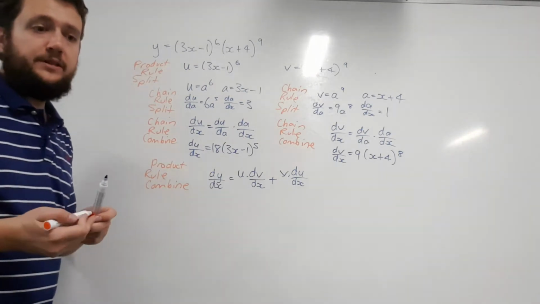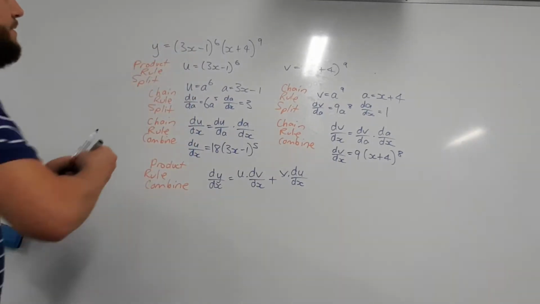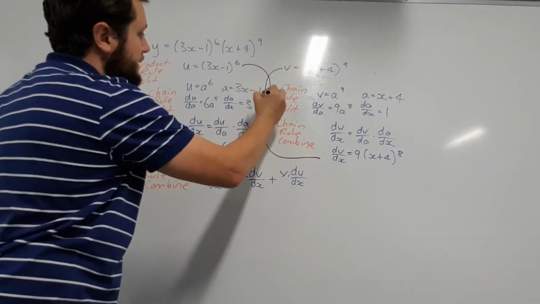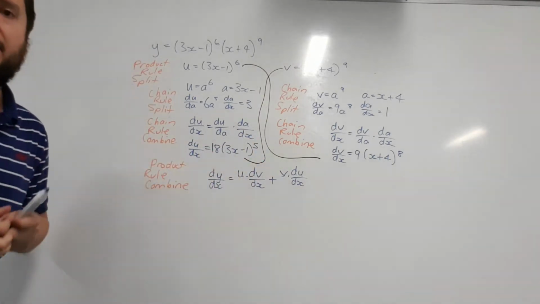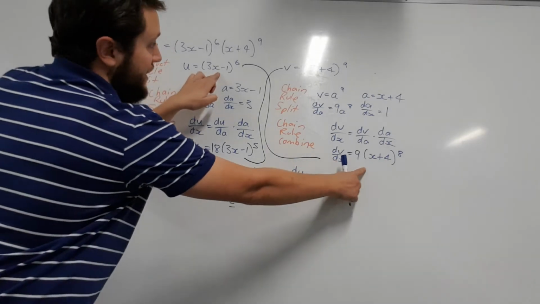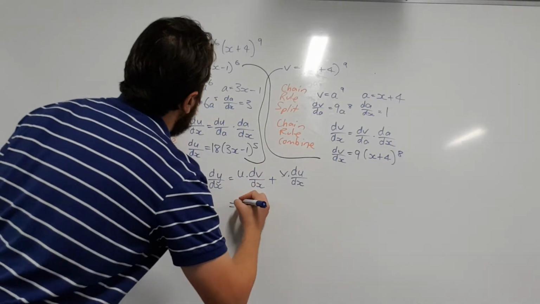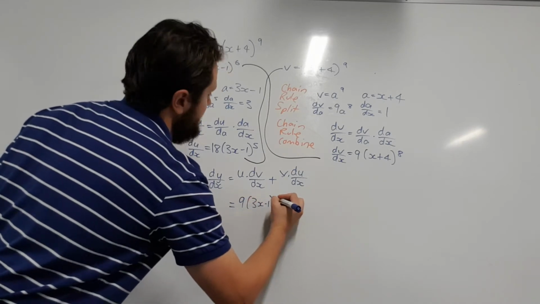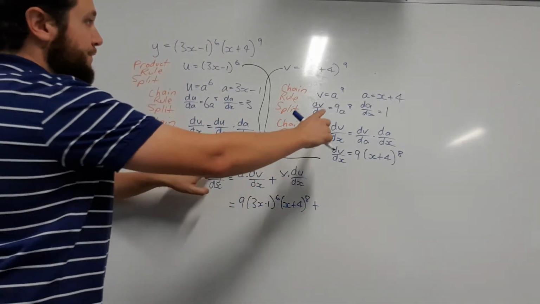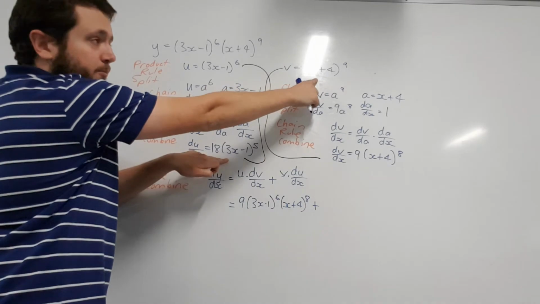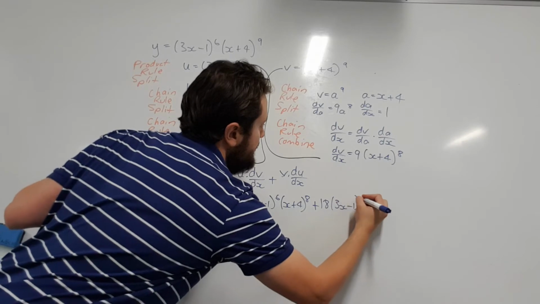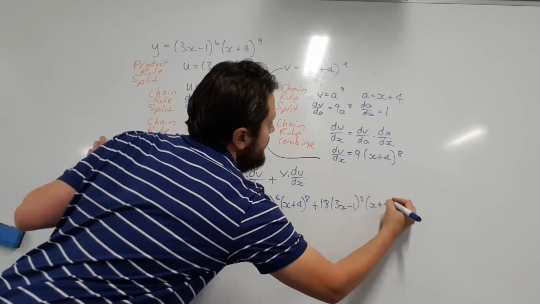Right, if we've done it properly, we end up with a nice crisscross pattern on the screen. So there's u dv dx and v du dx. They're the ones that have to be combined. So here we go. That times that. It's going to be messy, isn't it? 9(3x-1)^6(x+4)^8, plus these two multiplied by each other, which will give us 18(3x-1)^5(x+4)^9.